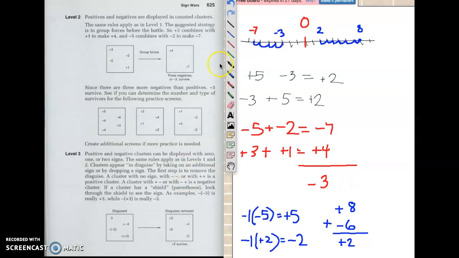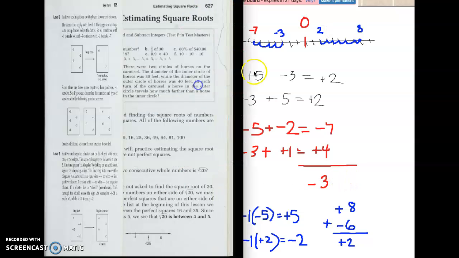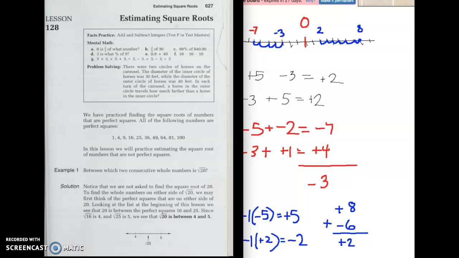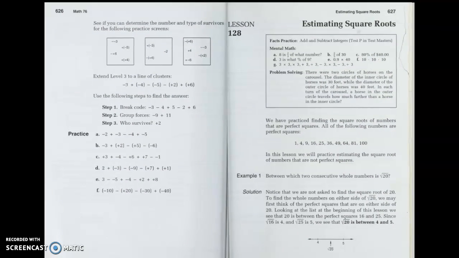All right, let's go ahead and turn the page. All right, so here you'll see more screens for you to do. Go ahead and do these on your own, and then see if you can use the following steps to find the answer.